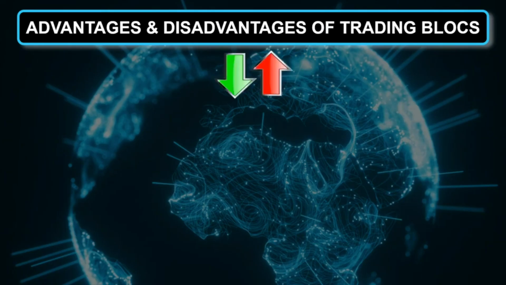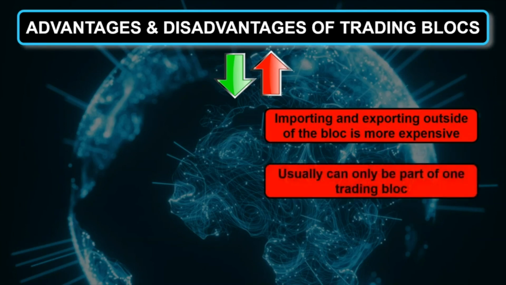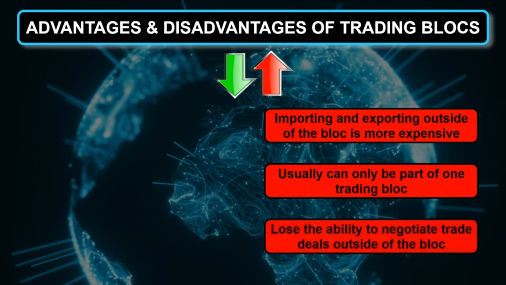Coming to the advantages and disadvantages of trading blocs. Disadvantages. The most obvious disadvantage of a trading bloc is that importing and exporting outside the bloc is much more expensive. Another disadvantage is that usually you can only be part of one trading bloc, and these are usually based on geographical location. The final disadvantage is that you can lose your ability to negotiate your own trade deal with a country outside of the bloc.